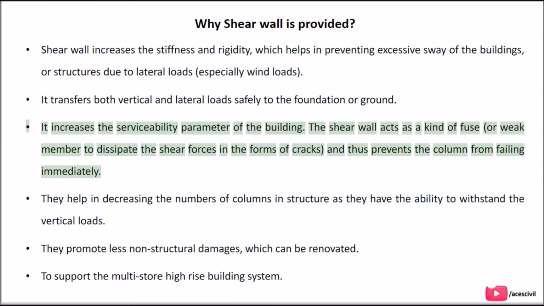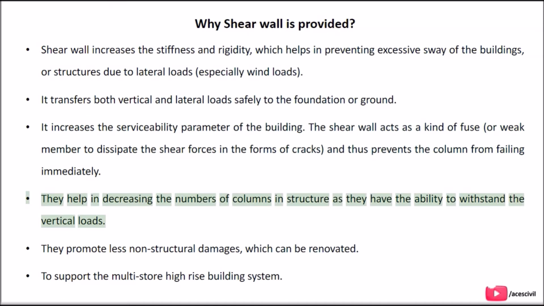The shear wall acts as a kind of fuse, or weak member, to dissipate the shear forces in the form of cracks, and thus prevents the column from failing immediately. They help in decreasing the number of columns in a structure as they have the ability to withstand the vertical loads. They promote less non-structural damage, which can be renovated, and support the multi-storied high-rise building system.